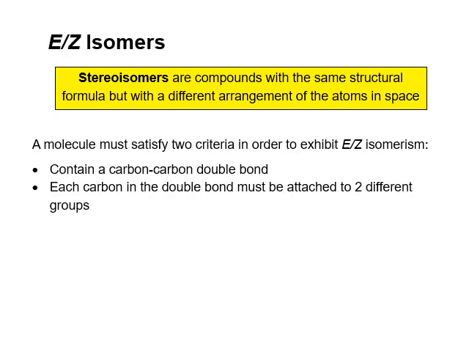So EZ isomerism occurs in alkenes, and a molecule must satisfy two criteria in order to show EZ isomerism. The first is they must have a carbon-carbon double bond, hence why it happens in alkenes. The second criteria is that each carbon of that double bond must have two different groups attached to it. It can't have, for example, two hydrogens. You just won't get EZ isomerism if one of your carbons of the double bond has two hydrogens on it, because they're not two different groups. So they're the two things you need.